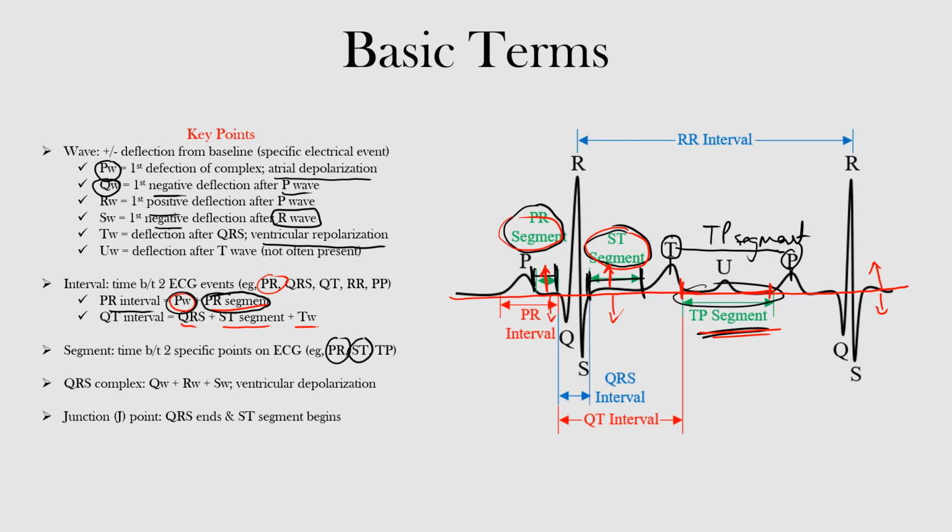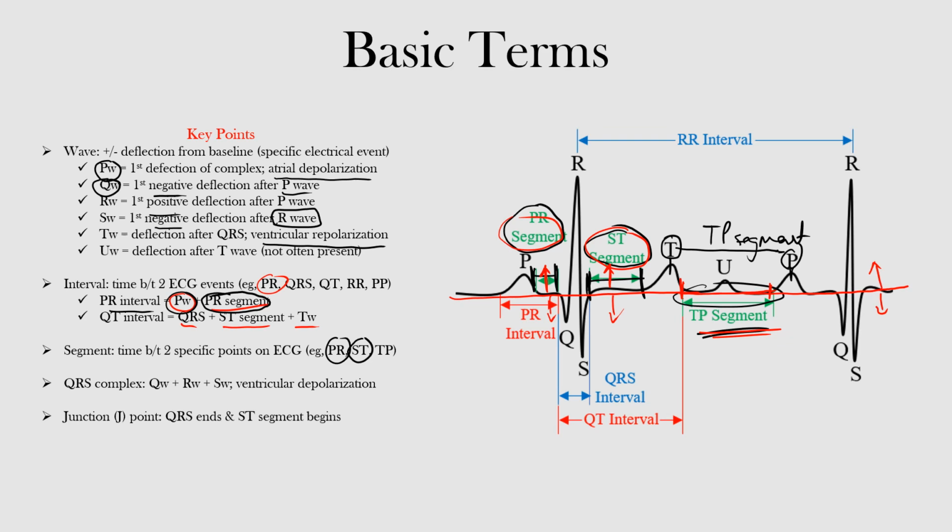Next, we have one complex in this whole cardiac complex called the QRS complex. This represents ventricular depolarization and is made up of multiple waves. If you recall, we discussed the P, R, and S waves earlier in this lecture.